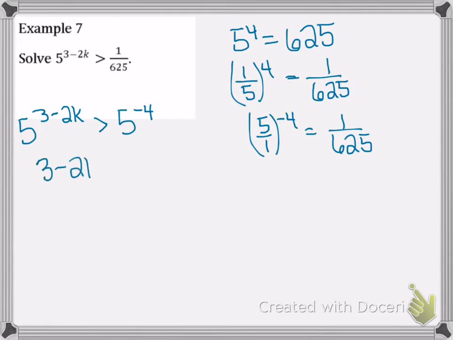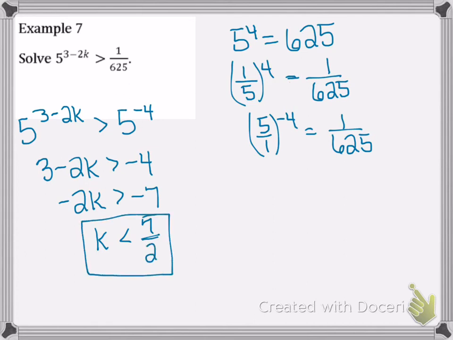3 minus 2k is greater than negative 4. Negative 2k is greater than negative 7. And k is less than 7 halves, because remember, when you multiply or divide by a negative, you have to flip your sign of your inequality.